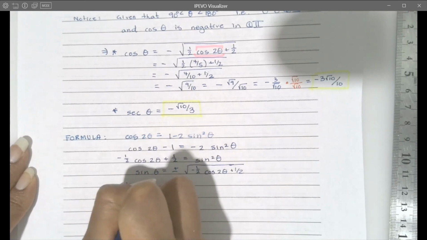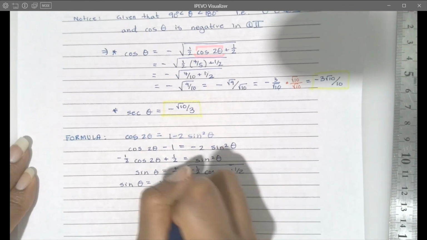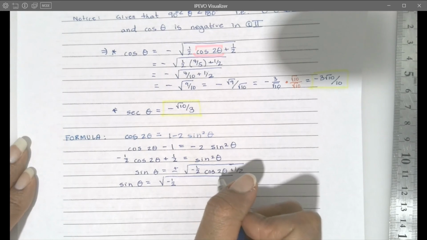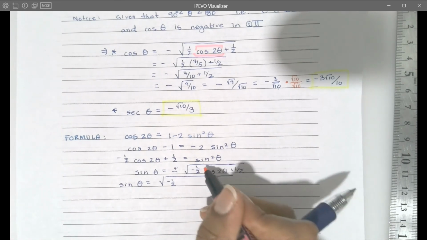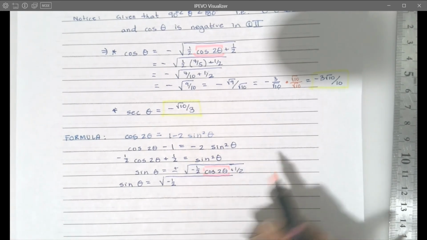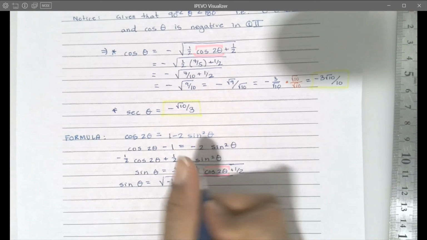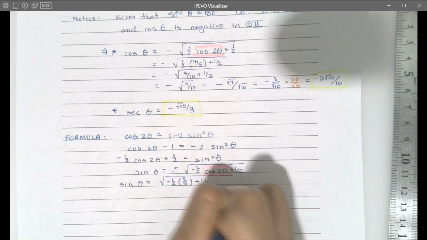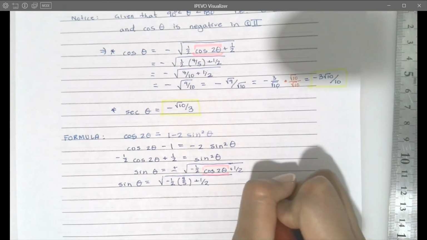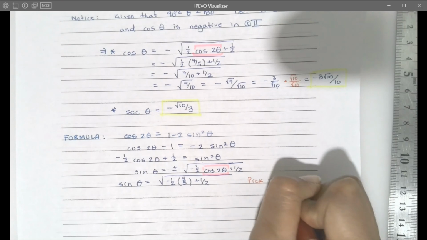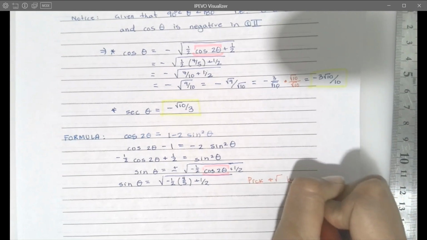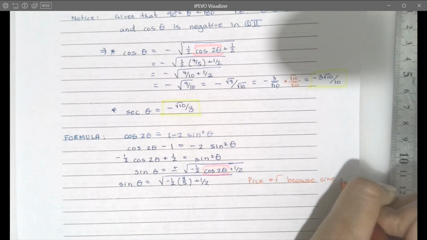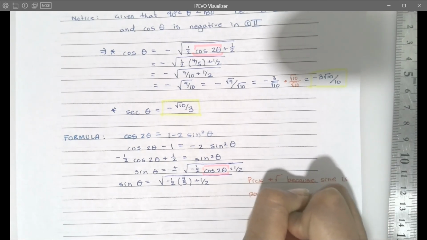So we'll have sine of theta is equal to the square root of -1/2 times cosine 2 theta, which is 4 over 5, plus 1/2. And I'll just write a little note here. Pick the positive square root because sine is positive in quadrant 2.